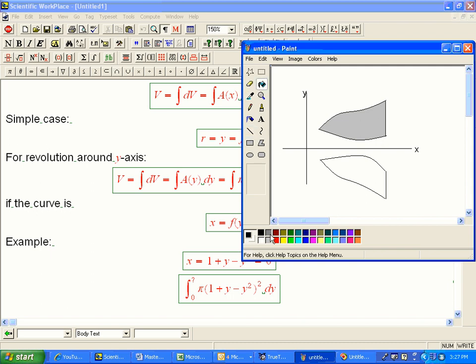But at least I can fill it with the same color. Is that the same color? Whoa! It didn't like that. Oh, there was a gap. Okay. Never mind.